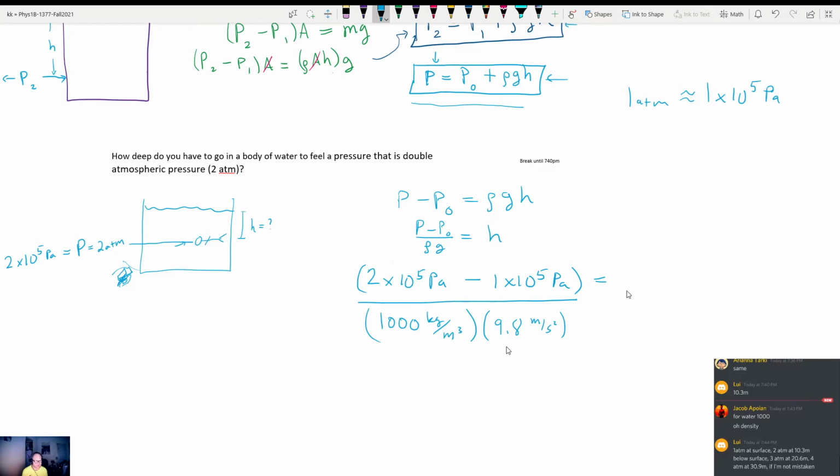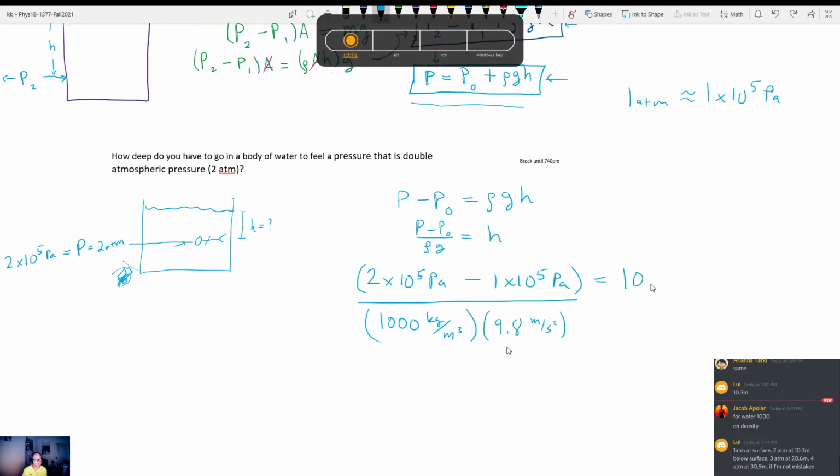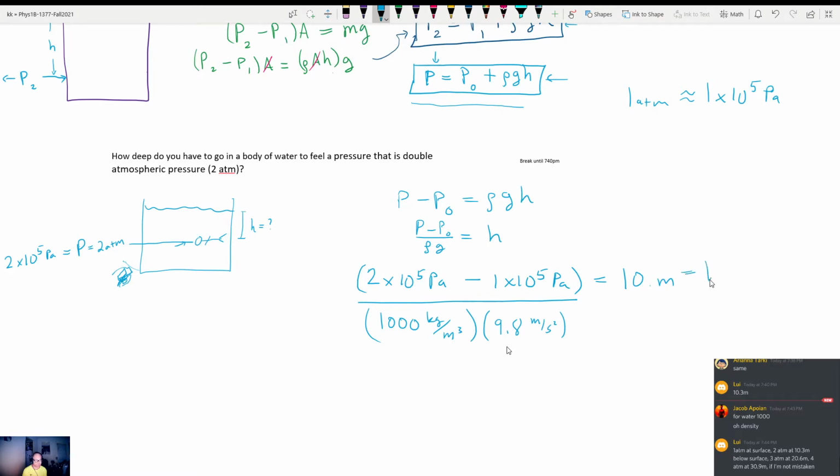You plug all these things in here, and you're probably going to get 10. I think you get 10.2 if you do it this way. But if you had used the numbers that you all mentioned, you'd get a slightly larger number. So let's just call it 10, because we can all agree on 10, right? It's approximately 10. About every 10 meters you go down, which is about 33 feet, the pressure increases by 1 atmosphere.